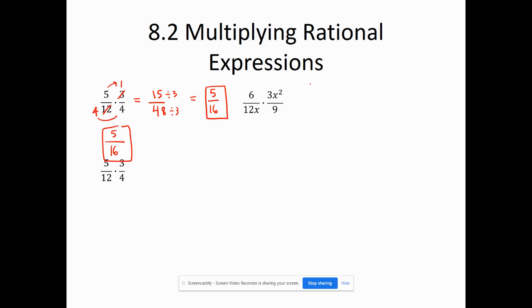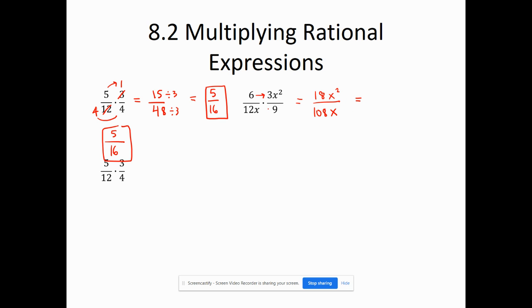Here's another expression now that has variables in it, and we want to try to do the same thing. Again, you could just multiply everything together. 6 times 3x squared is just 18x squared. And 12x times 9 is 108x. Now, this becomes much harder to simplify if you can't tell the common factors. 18 and 108, if you just divide them by 2, you can kind of work from there, but there might be something else that they share, and this is very difficult to tell.